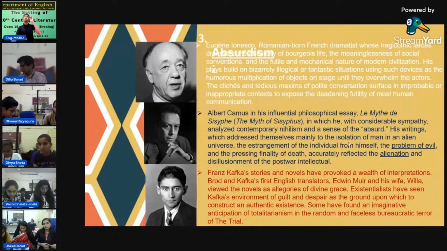So we come to know about Fyodor Dostoevsky, who wrote Crime and Punishment. So alienation is represented by the character of Raskolnikov. So he was also an absurdist, and here Albert Camus is doing the same in his writings: the estrangement of the individual from himself, the problem of evil, and the pressing finality of death. So the problem of evil.